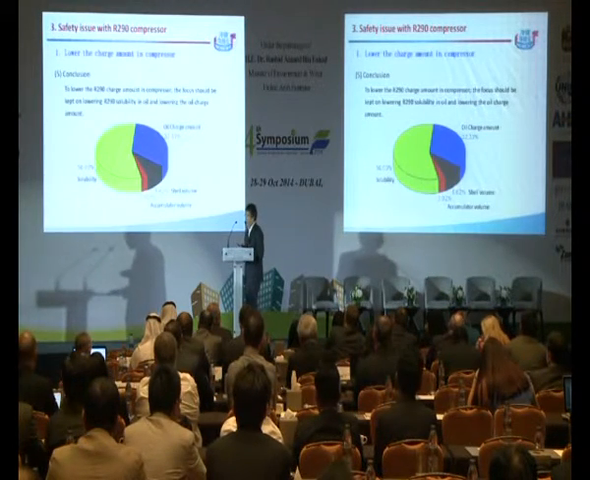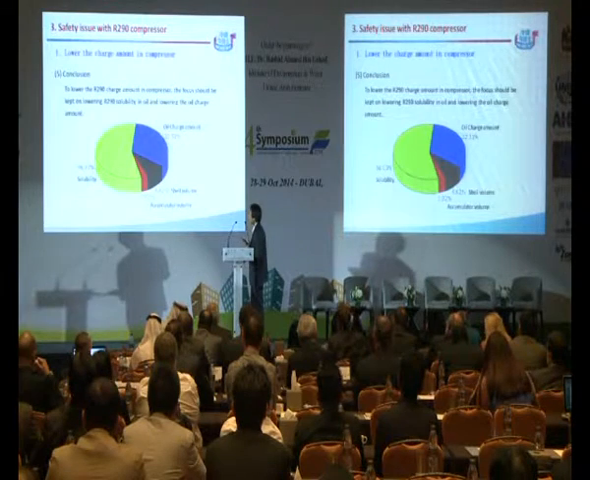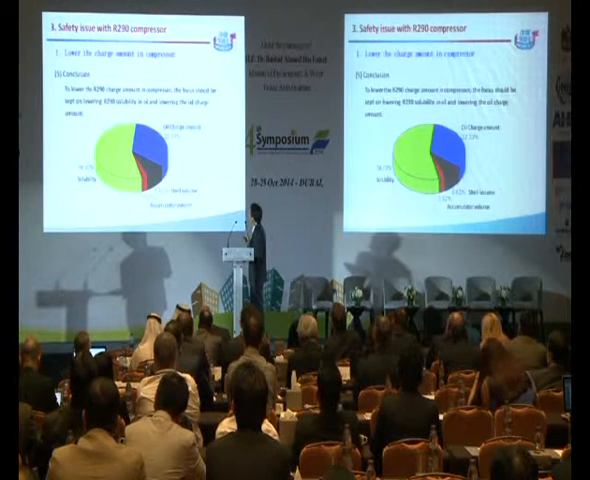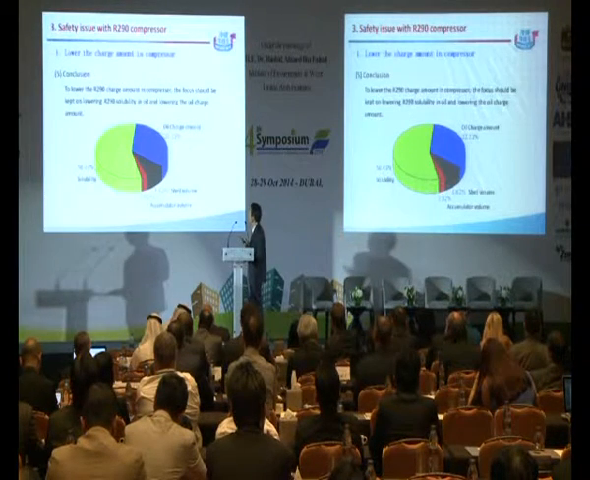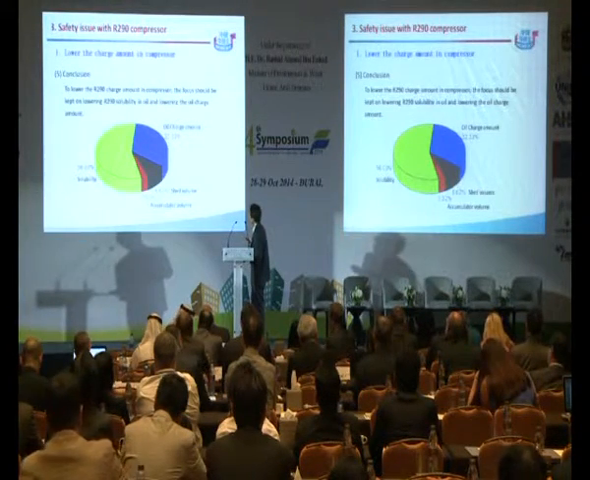So here I make a brief conclusion. To lower the R290 charge amount in the compressor, the focus should be kept on lowering R290 solubility in oil and lowering the oil charge amount.